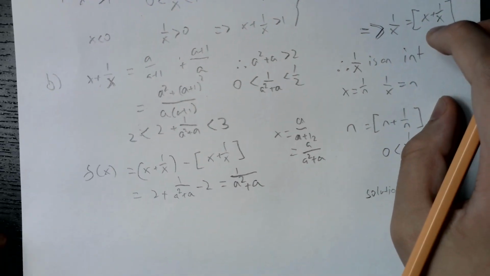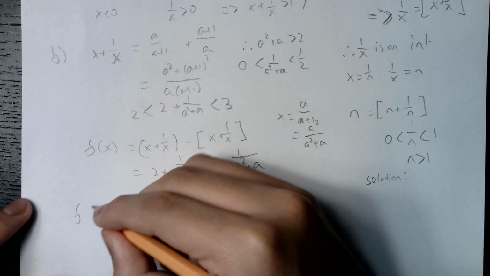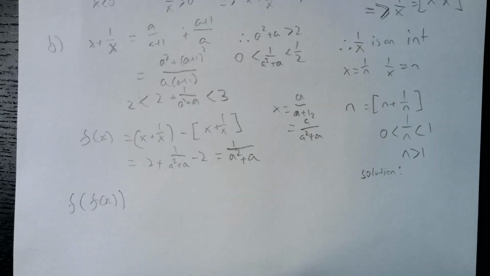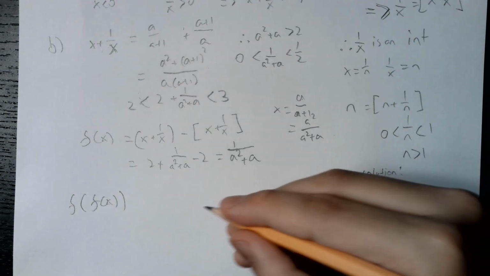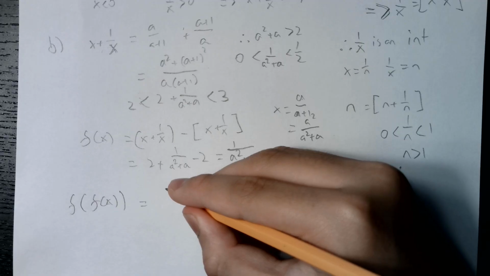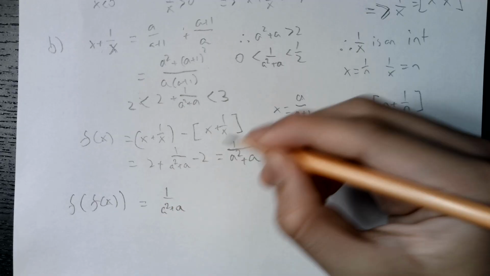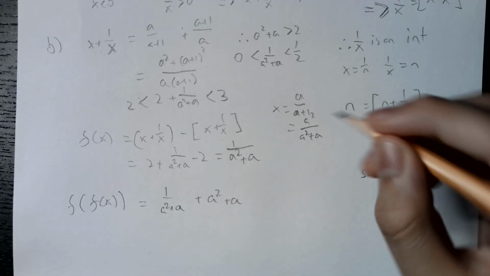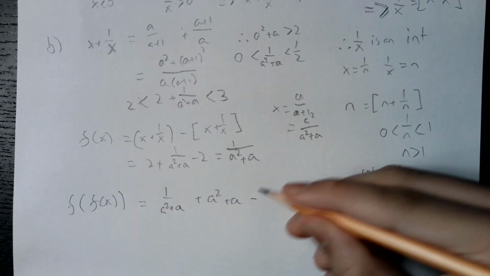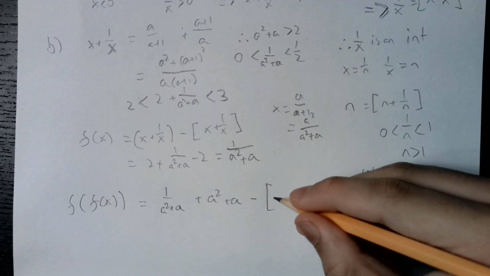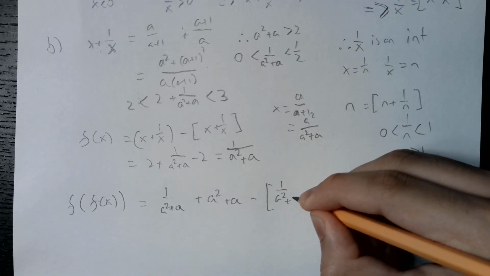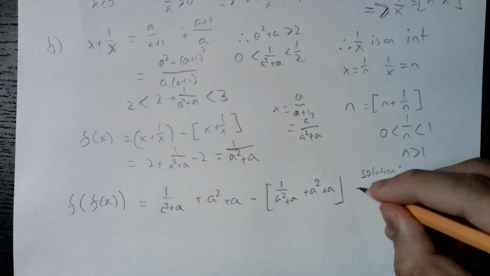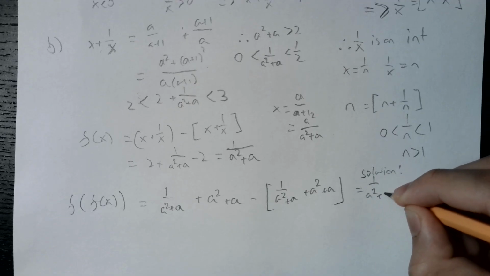So now let's look at f of f(x). So essentially, we're just going to be plugging 1 over (a squared plus a) back into f(x). And this is going to be equal to 1 over (a squared plus a) plus (a squared plus a). So this is the stuff in the curly braces, and now next we have the stuff in the square brackets: 1 over (a squared plus a) plus (a squared plus a). And this is going to be equal to 1 over (a squared plus a).